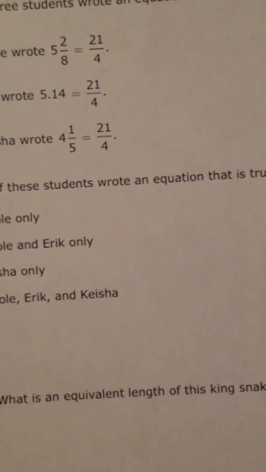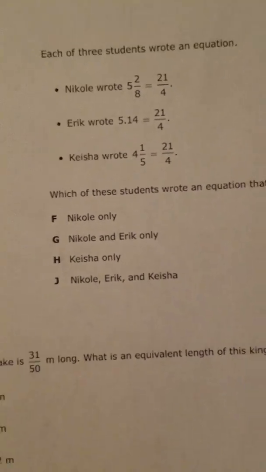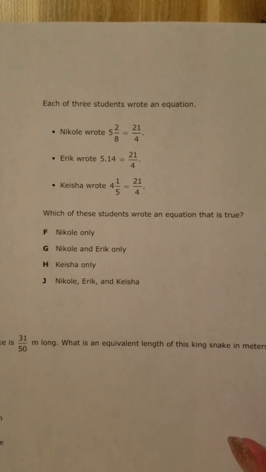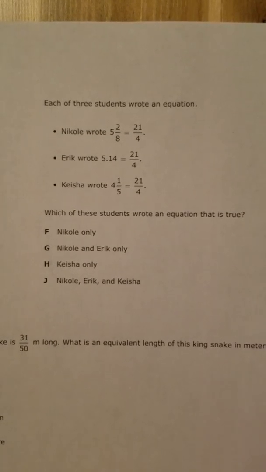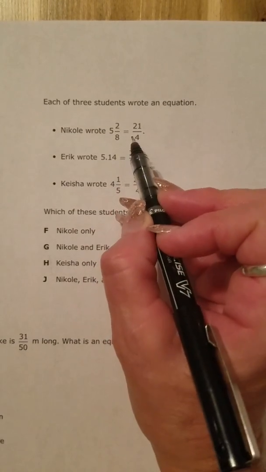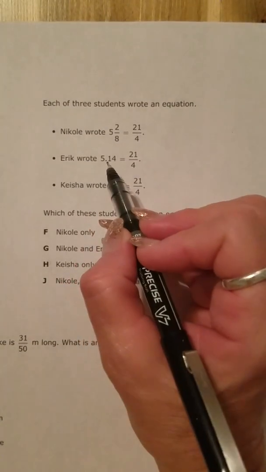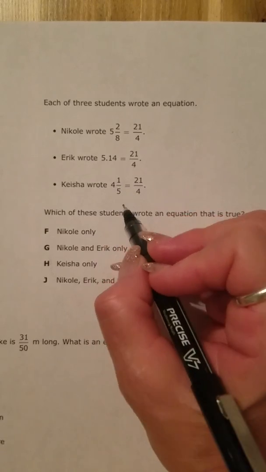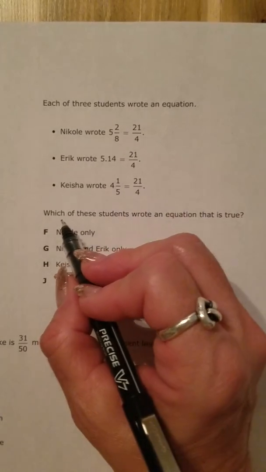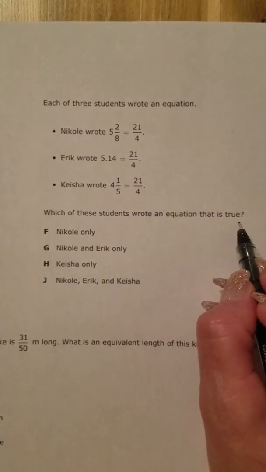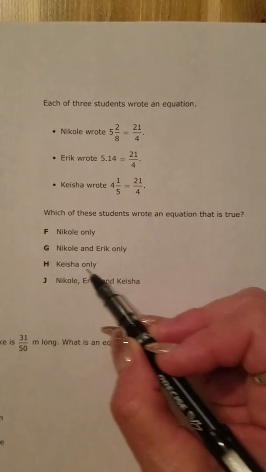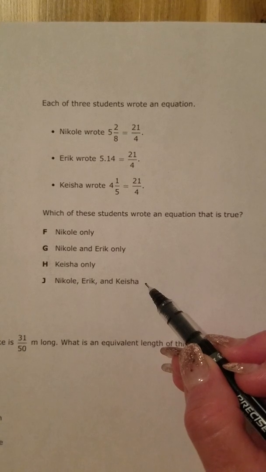Okay, number 13, and we're almost done. This one is similar to the other one, but it's written in a different way. Each of the 3 students wrote an equation. Nicole wrote 5 2/8 is equal to 21/4. Eric wrote 5 14/100 is equal to 21/4. And Keisha wrote 4 1/5 is equal to 21/4. Which of these students wrote an equation that is true? Is it Nicole only, Nicole and Eric, Keisha only, or Nicole, Eric, and Keisha?